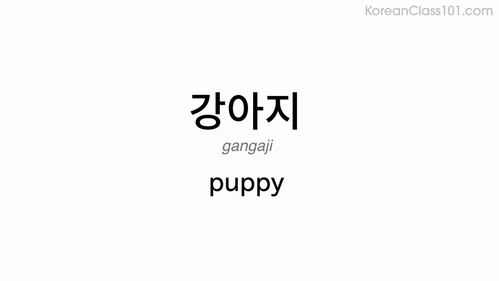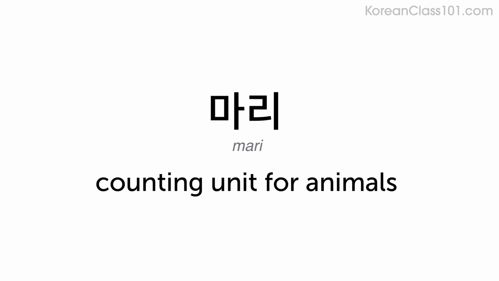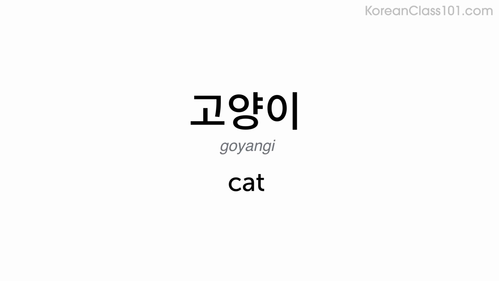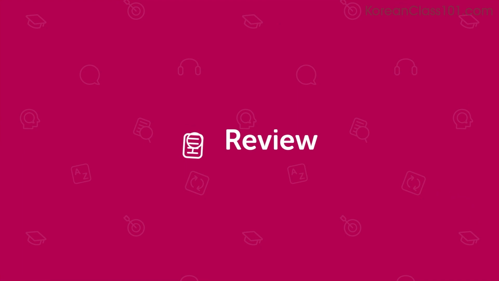강아지, Puppy. 강아지. 마리, Counting unit for animals. 마리. 고양이, Cat. 고양이. Finally, let's review the dialogue again. See if you can understand more this time.